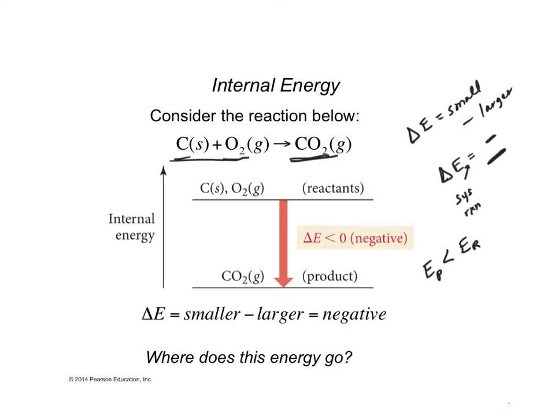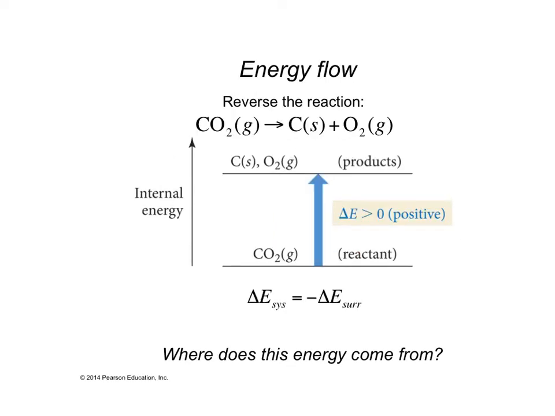All right, so now what if we reverse this reaction? What if we took this reaction and we reversed it, right? So now we have CO2 as our reactant, and we have carbon and oxygen as our two products, right? They still have the same internal energy amounts, right? So now we have a situation where the internal energy of our products is actually greater than the internal energy of our reactants, okay? What is going to be the sign for this change in internal energy if the products have more internal energy than the reactants? It's going to be a positive value, right?